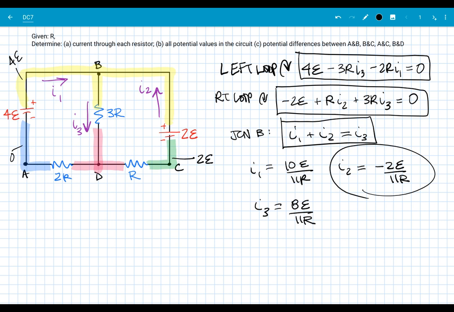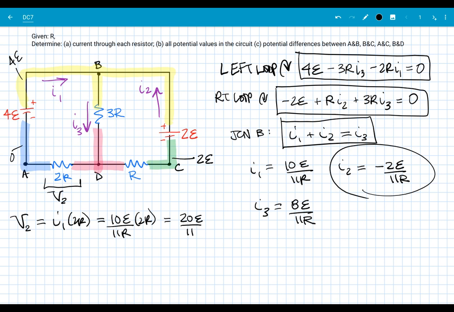Anyway, what this allows us to do is to find, say, the potential difference across the 2R resistor. I'm going to call that V sub 2 right there. So the potential difference across this 2R resistor is going to be equal to the current going through it, which is I1, which we now know, right, multiplied by its resistance, which is 2R. So that will be 10E over 11R times 2R. So 20E over 11. That's my V sub 2.